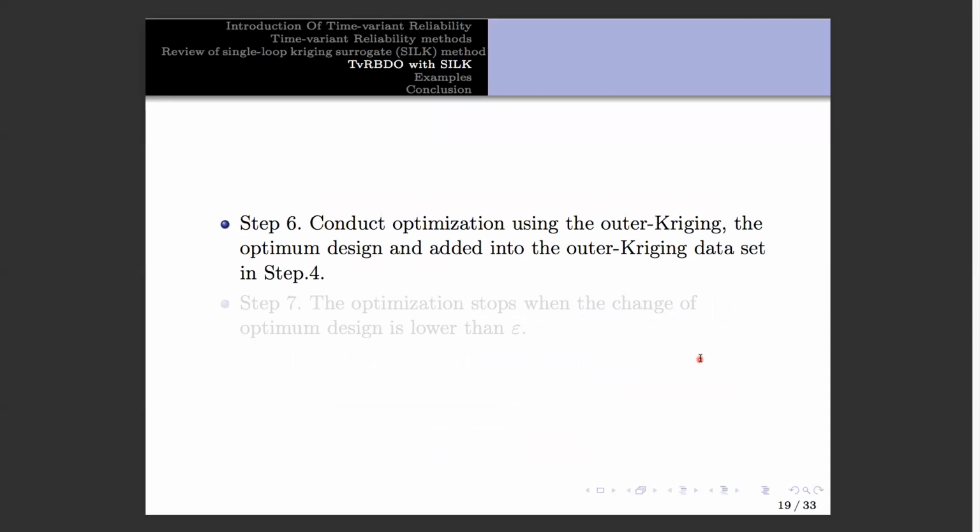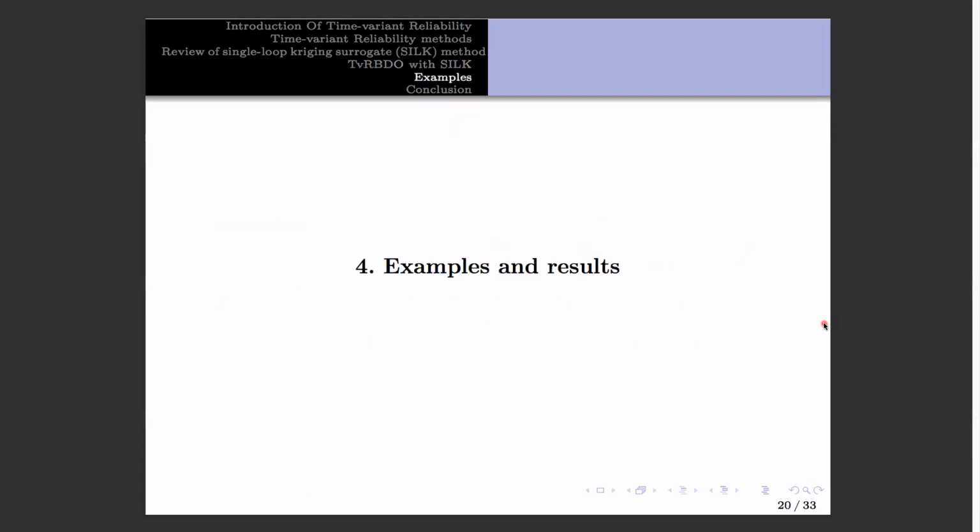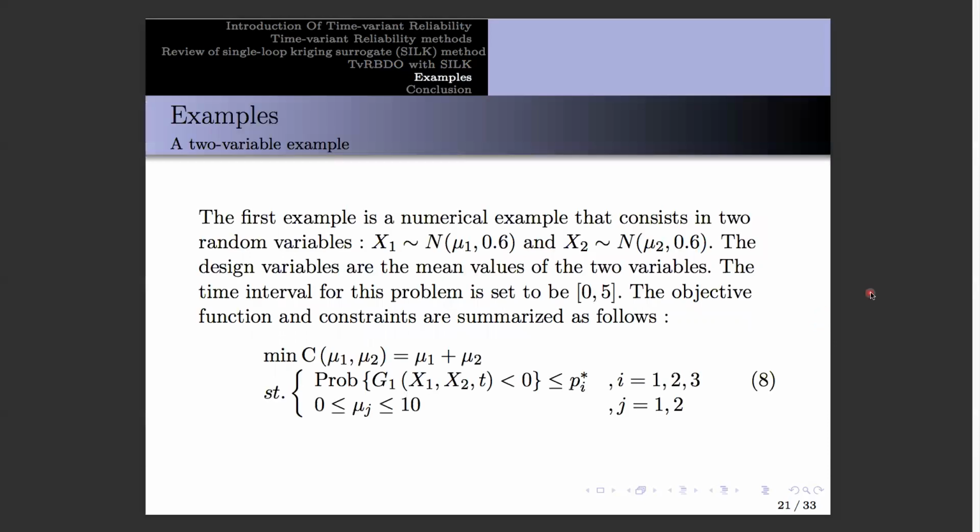Then we conduct optimizations using the outer Kriging, and the optimum design is added into the outer Kriging dataset in step 4. The last step is that the optimization stops when the change of the optimum design is lower than an error. Here we use 5% as mentioned before. Now I will give you some examples and results to validate this method.